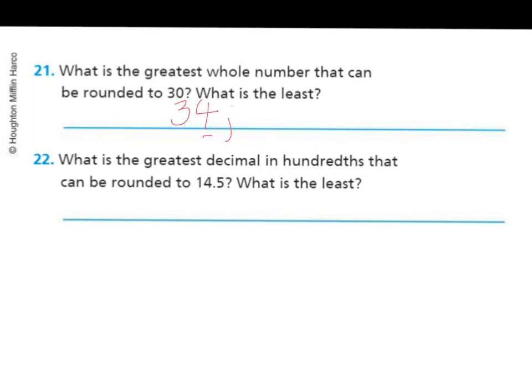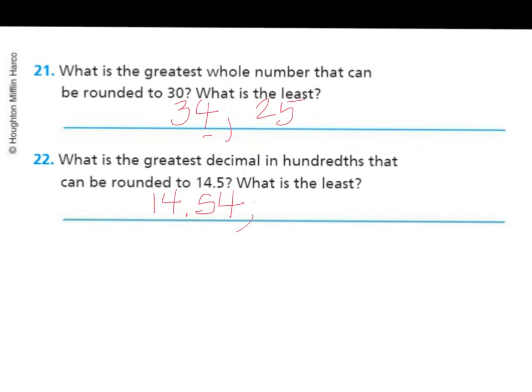Now what is the least number that can be rounded up to 30? Hopefully you're saying 25, because 25, 26, 27, 28, 29 would be rounded up to 30. So knowing those whole numbers, what is the greatest decimal in hundredths that can be rounded to 14 and 5 tenths? Well, just like the 34, we can do 14 and 54 hundredths, because 54 hundredths, 53, 52, and 51 hundredths would all be rounded down to 14 and 5 tenths.